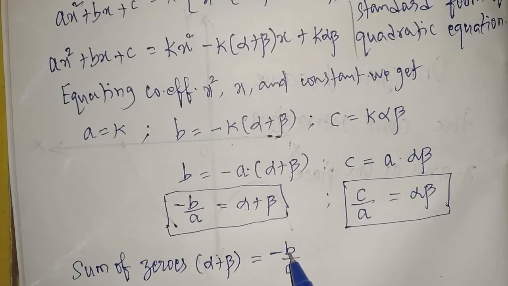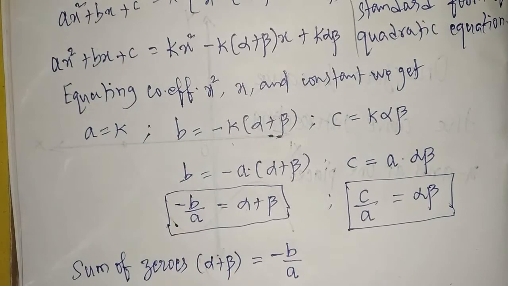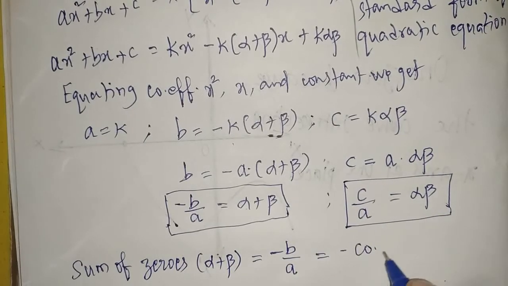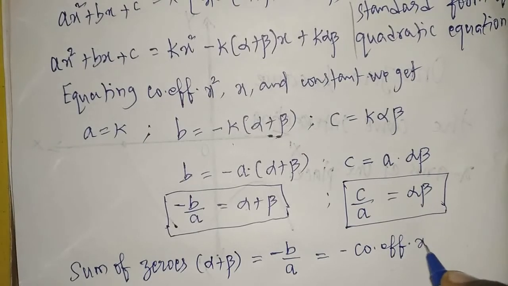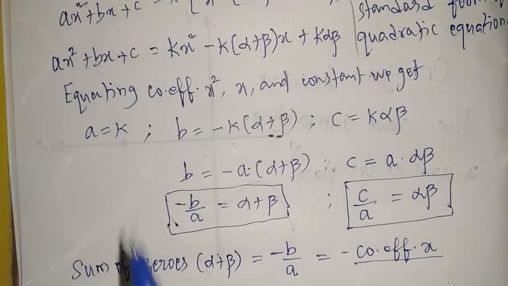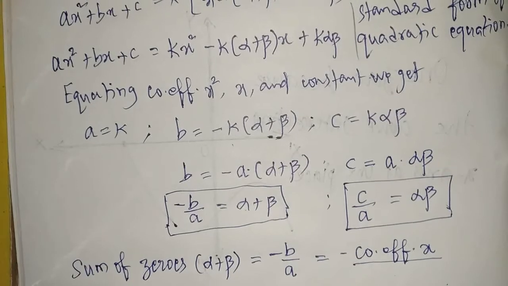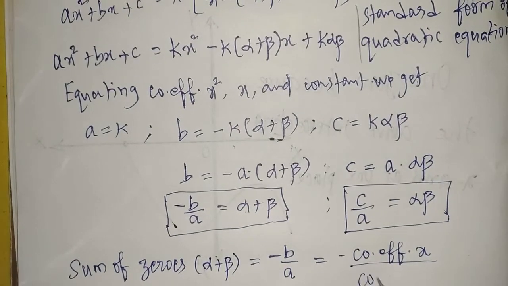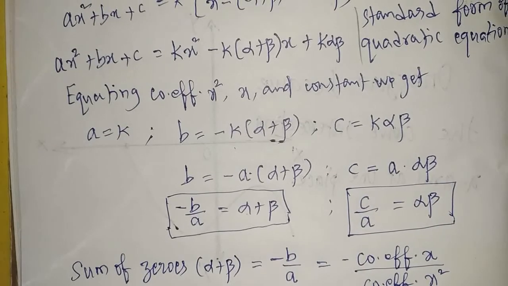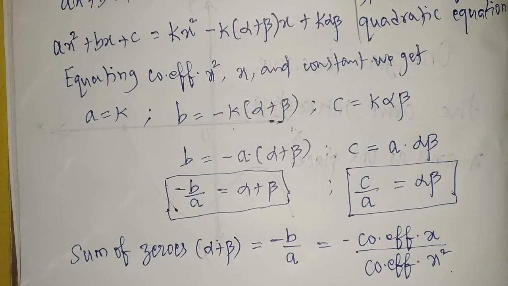What is the minus b? b is the coefficient of x. So you can write minus the coefficient of x, divided by a. And a, see this equation, is the coefficient of x square. So you can write coefficient of x square. So the sum of zeros equals minus coefficient of x divided by coefficient of x square.